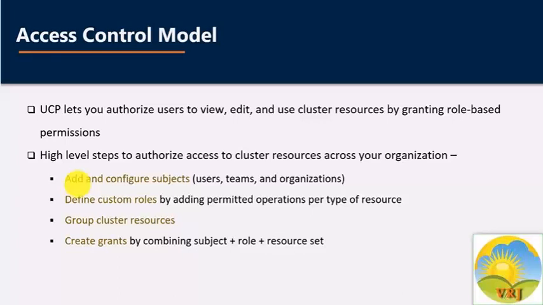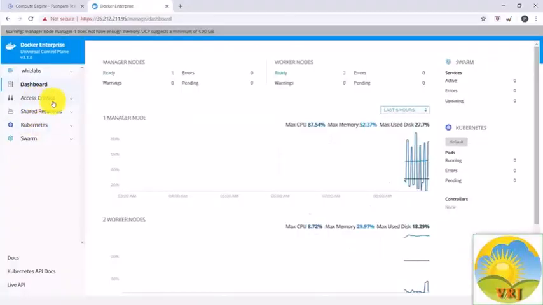A team is a group of users that share permissions defined at the team level. A team can be in one organization only. An organization is a group of teams that share a specific set of permissions defined by the roles of the organization. Now let's go to the UCP in our test lab. There is a section of access control. Let's expand it, and there we can see the organizations and teams, users, roles, and grants.